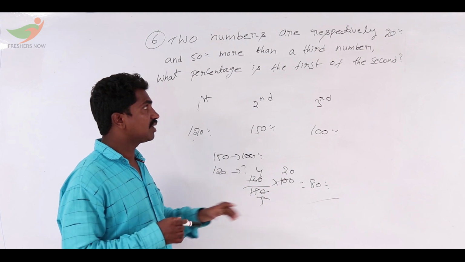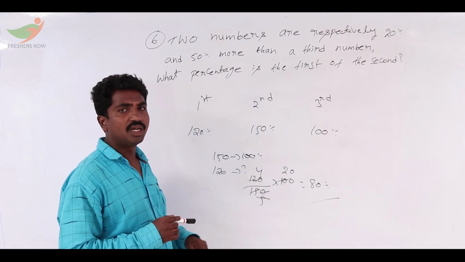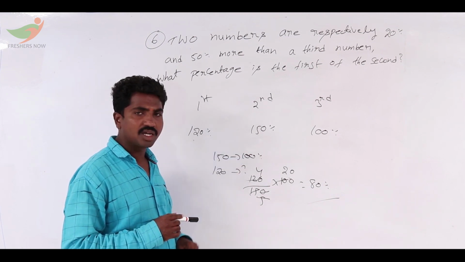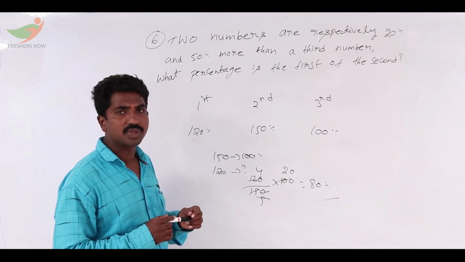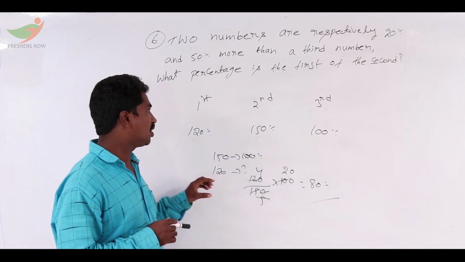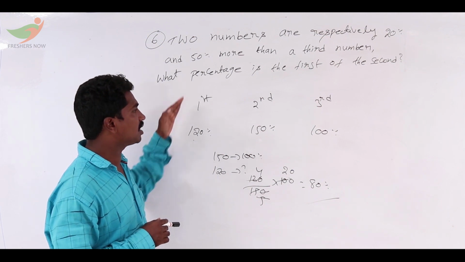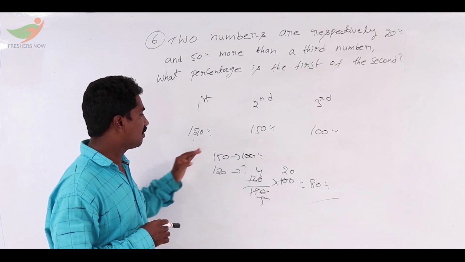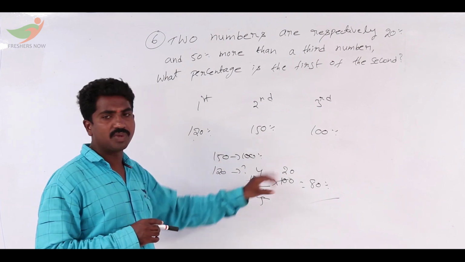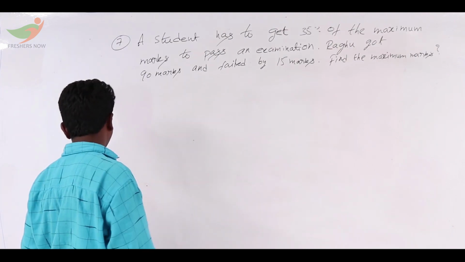In this question he has given three numbers. He is comparing the first and second with the third number. I am taking the third number as 100%. So the first number is 20% more, 120. And the second number is 50% more, 150. Now he is asking what percent is the first number of the second number. So 150 is 100%, 120 is how much? 80%.